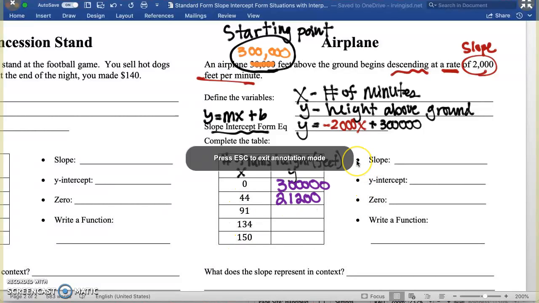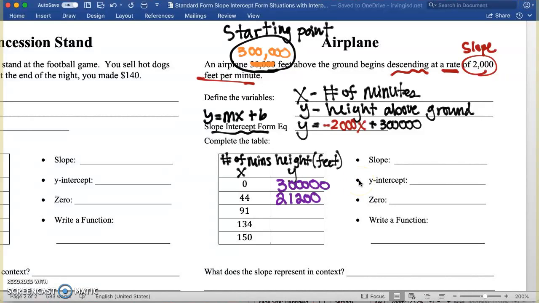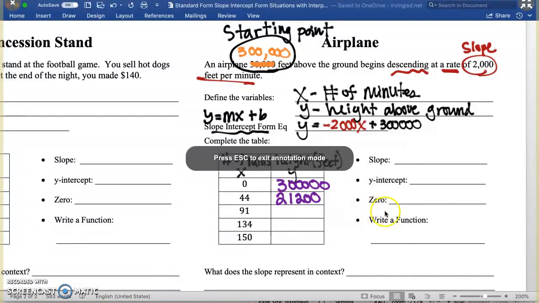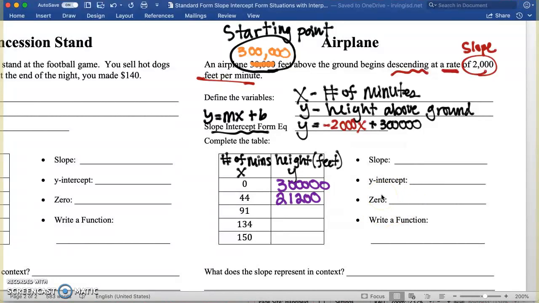The slope, we already have that. The y-intercept, we already have that from the equation. The 0 you will have to find. So hopefully you are remembering, because we are discussing this every single day, that the 0 is the x-intercept.